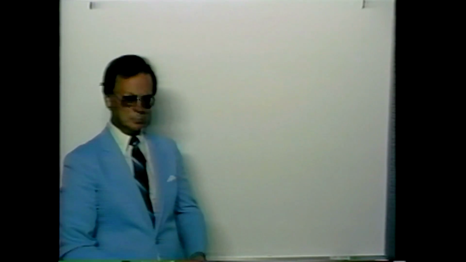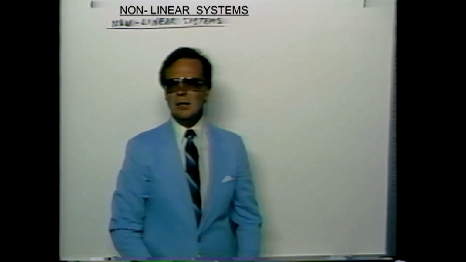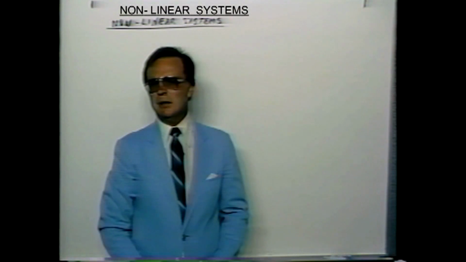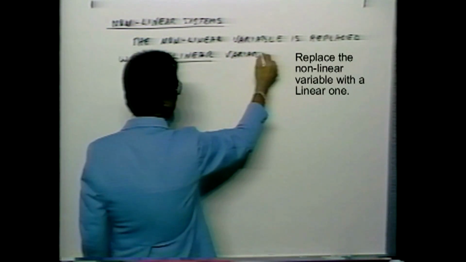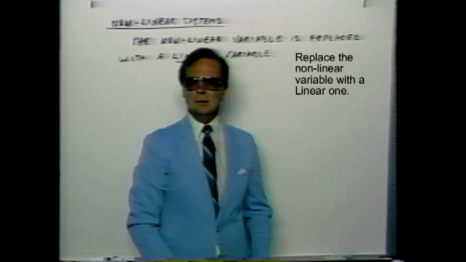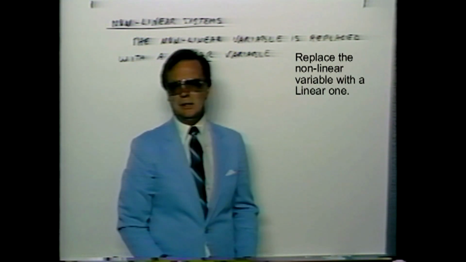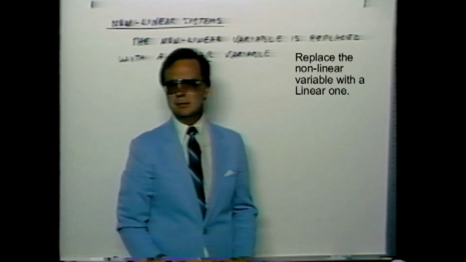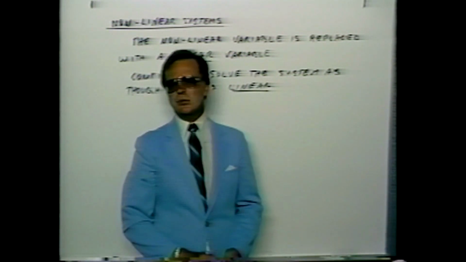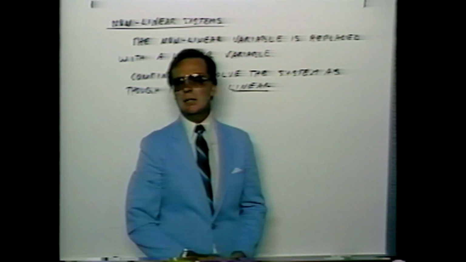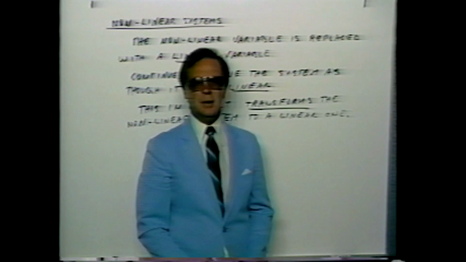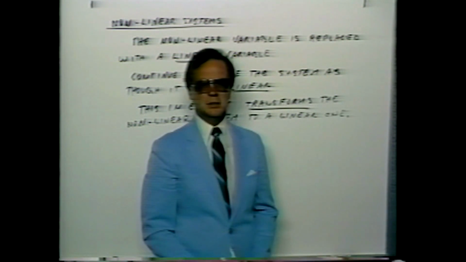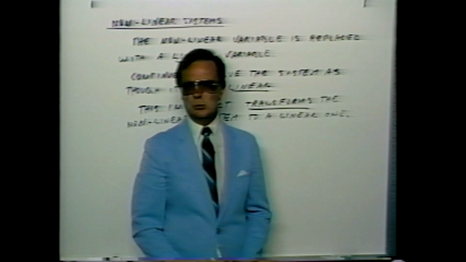The next type of system I want to deal with is referred to as nonlinear systems. In some nonlinear systems of equations, the nonlinear variable may be temporarily replaced by another variable which is linear. And the solution continues, assuming that the system is linear. The procedure is a transformation of a nonlinear system to a linear one. And the linear system is solved in the usual way, either by elimination or by determinants. Only a 2-by-2 system will be considered.